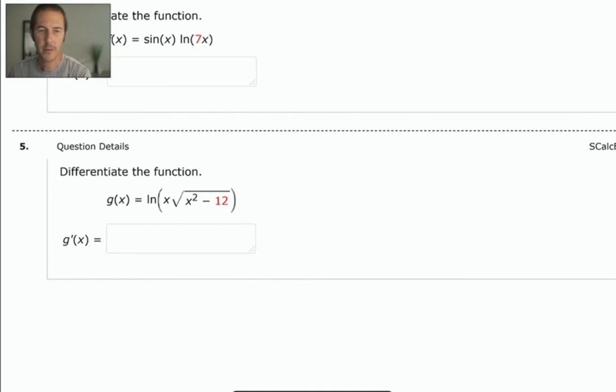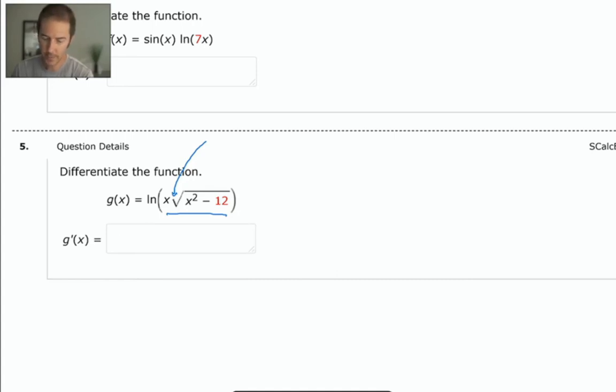Problem number 5 is more complicated. So you will have 1 over your inner function, and then you'll have to multiply by the derivative of that inner function. In order to do that, you're going to have to use the product rule, because this says x times, and then it's being multiplied by a square root. I would rewrite that as x squared minus 12, put that in parentheses, and raise it to the 1/2 power.